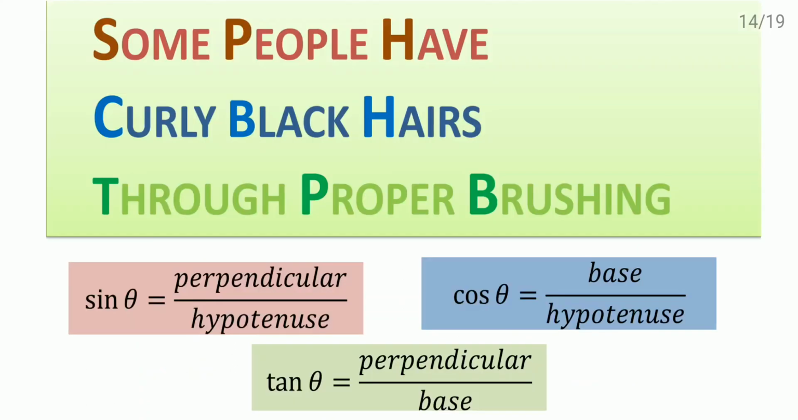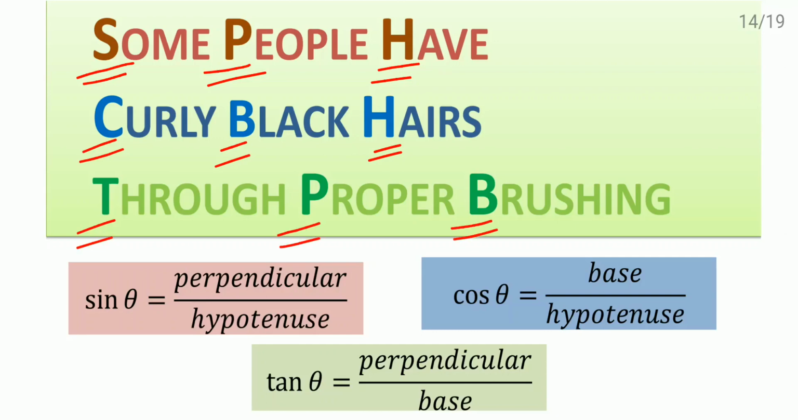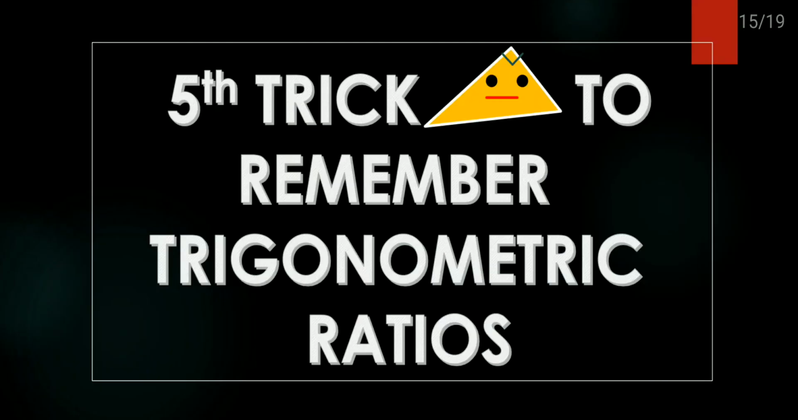So look at the trick here. Some people have curly black hairs through proper brushing. See here, S is sine, which is equal to perpendicular by hypotenuse. Cos is equal to base by hypotenuse. And tan is equal to perpendicular by base. Once again, memorize it. Some people have curly black hairs through proper brushing. Come to the next one.